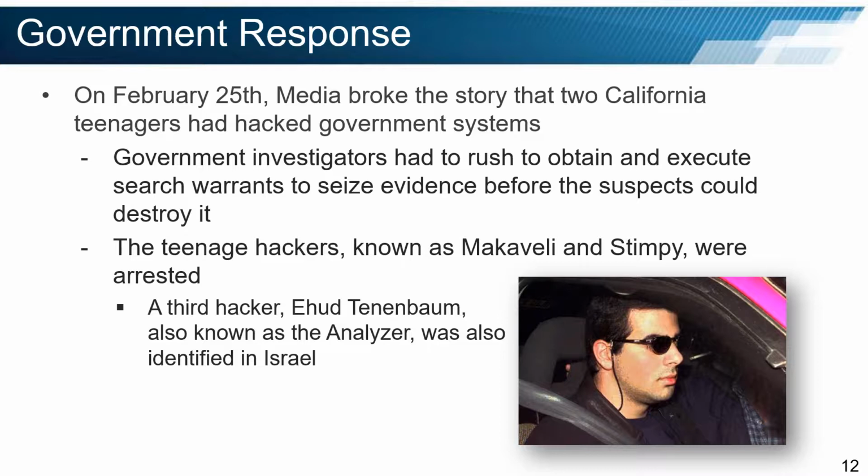Due to an unexpected leak of information, the media broke the story that two California teenagers had hacked government systems on February 25th. The government had not expected this disclosure and had to rush to obtain and execute search warrants in order to seize evidence before the suspects could destroy it. The worry was that if the teenagers saw the story on the evening news, they would erase their systems and evidence before the FBI could execute their search warrant. Investigators served the warrant at 6 p.m. on the day the story broke.